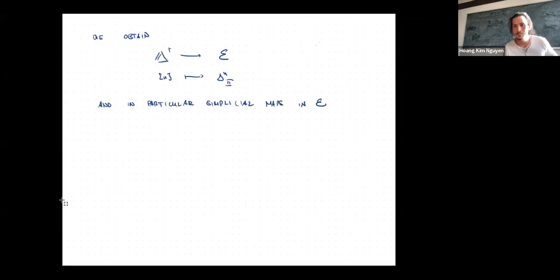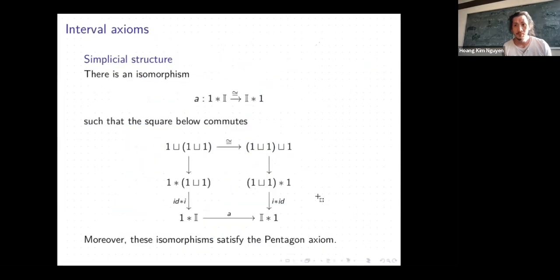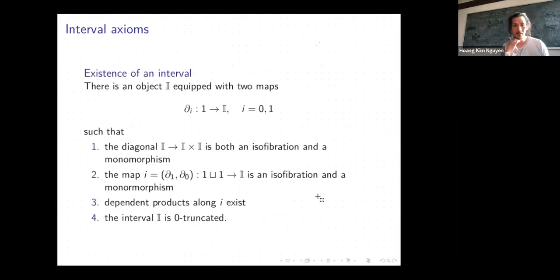Maybe I have a question. Yes. The axioms, maybe coming back to a few pages before, the axiom that the pullback functor along the inclusion of one coproduct 1 into I, that's one of the axioms, right? That the pullback functor has a right adjoint. Yes.